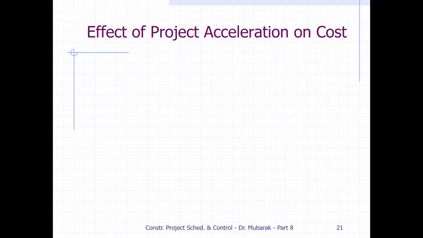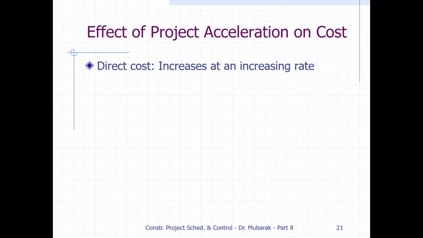Now let's look at the effect of project acceleration on cost. See how it is going to affect the direct cost, like the cost of material, labor, and equipment. It increases at an increasing rate. So direct cost always increases.